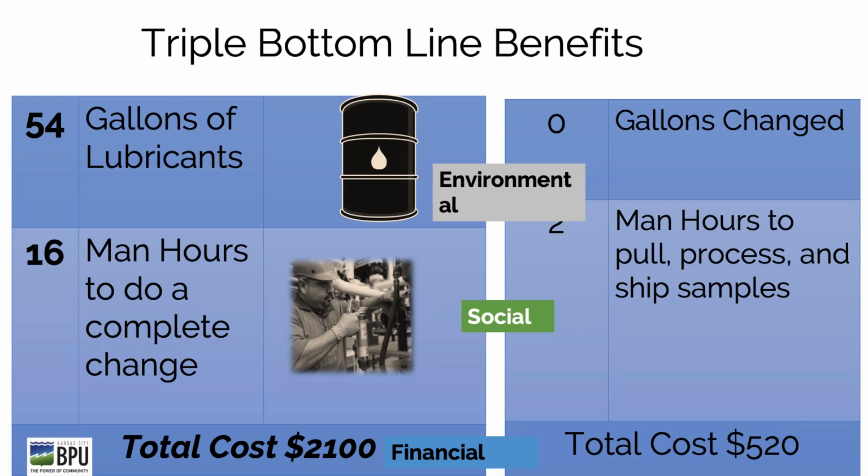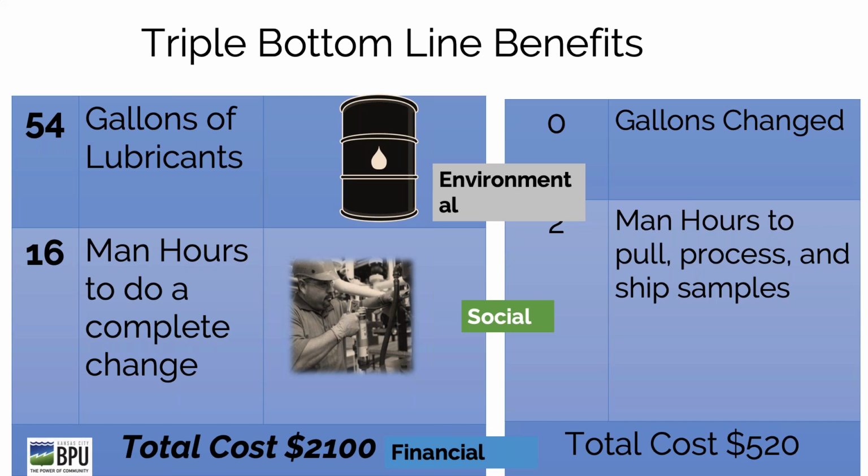So if we look at the triple bottom line benefits, and triple bottom line just means environmental, financial, and social, which is anything to do with people. Instead of using 54 gallons of lubricant a year, we would use 0. So over the course of the 3 years that they didn't have to change the lubricant, it's over 150 gallons of lubricant that didn't have to be used.